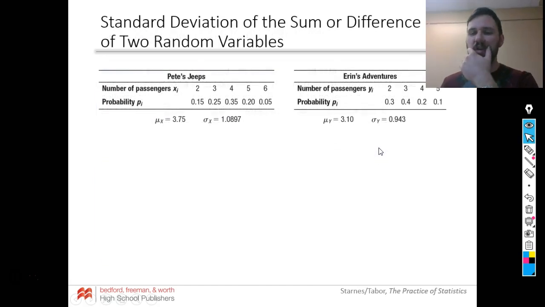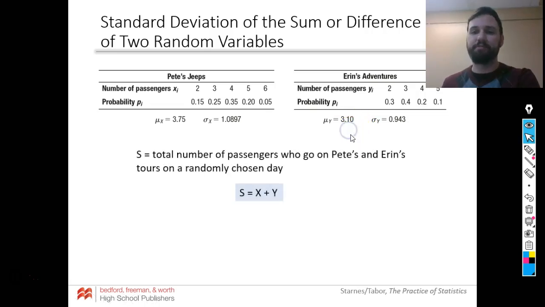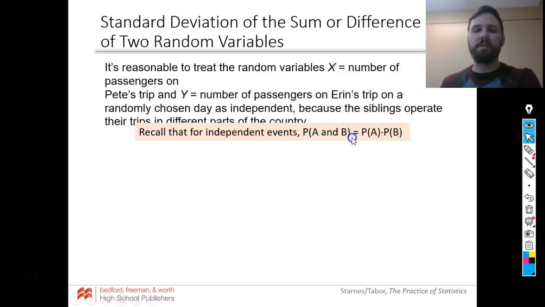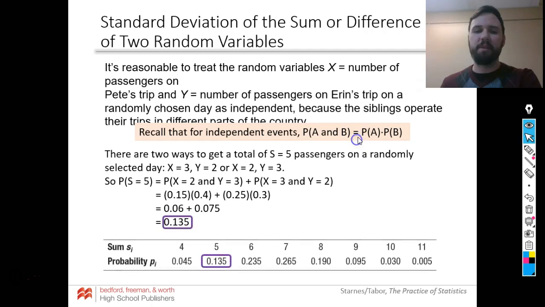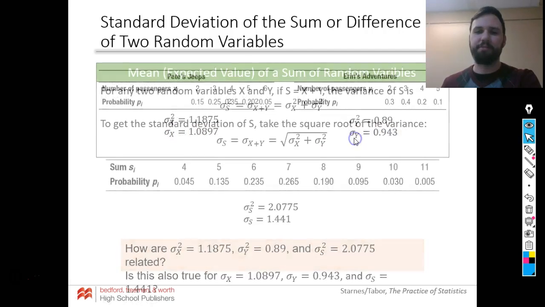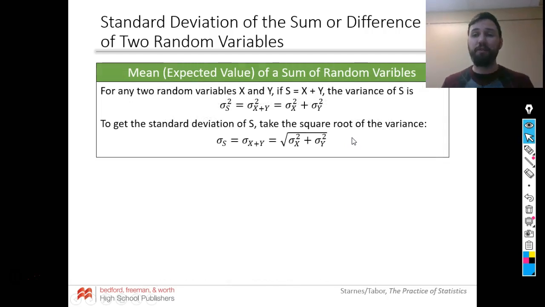Alright, let's look at Erin's adventures and Pete's adventures of just their number of people. So now we have the mean and the standard deviation. Let's deal with that standard deviation. So we're going to define S as the sum of Pete and Erin. It's still going to be S is x plus y. Oh, I'm actually going to skip this. It's the long way to do it. If you really want to learn how to do it, you guys can. I'm going to give you guys a shortcut. Here's the shortcut. It's a formula.